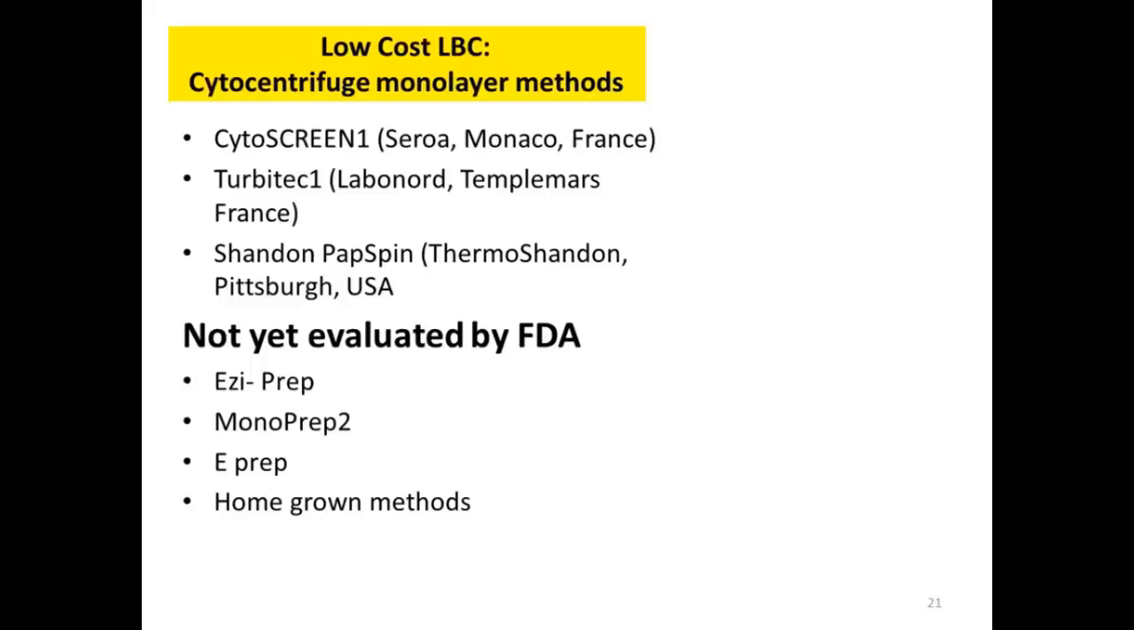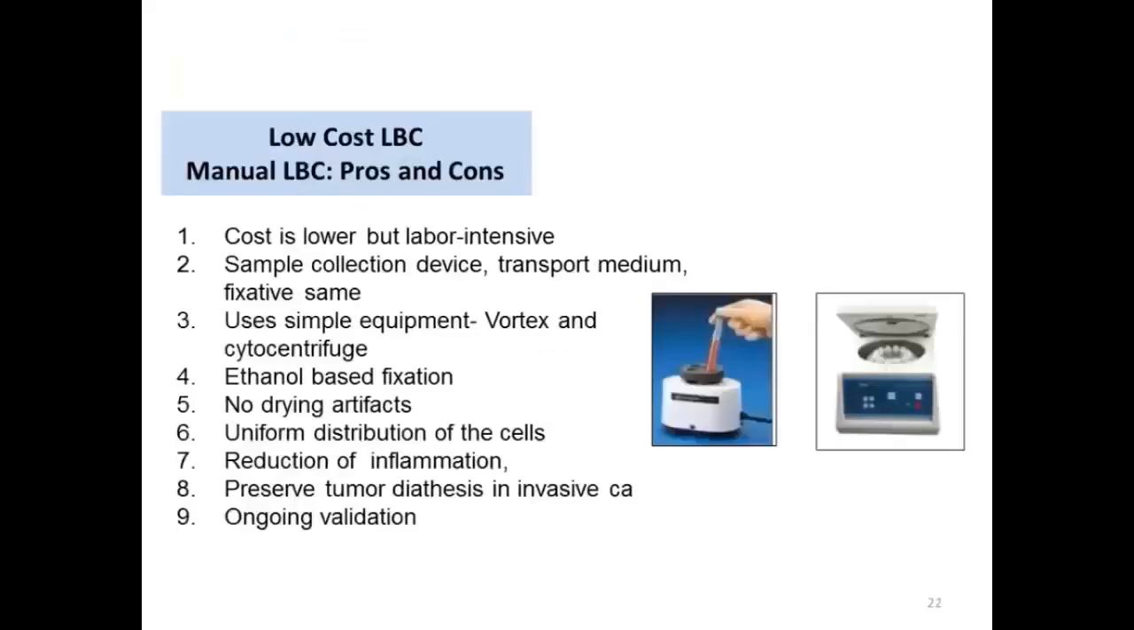And some laboratories also developed their homegrown methods based on the same principle as liquid based cytology, but using the simple machines that they already had in their labs. So not only did it lower the cost, but it also used simple equipment like a vortex mixer to homogenize the sample, and a cytocentrifuge, which was already being used by the cytopathologist. The sample collection device, transport medium, and fixative, everything was kept the same. So it was ethanol based fixation, so we could achieve good fixation and no air drying artifacts. And because of the homogenization and lysis of RBCs, the obscuring material could also be removed.